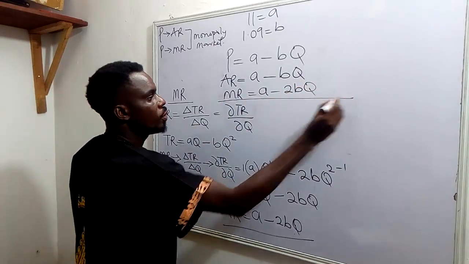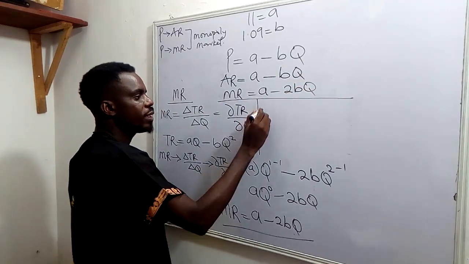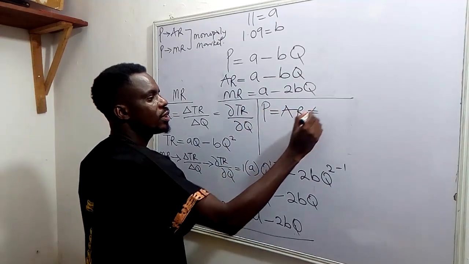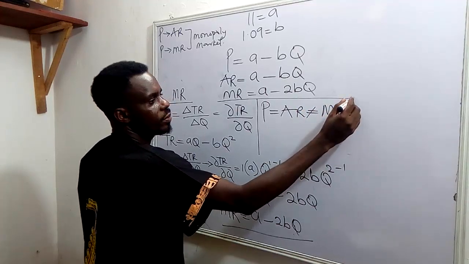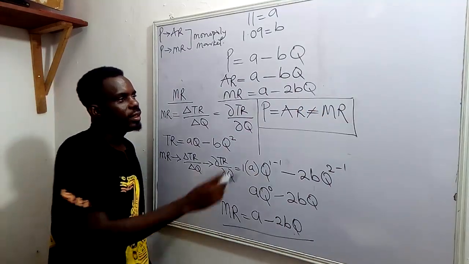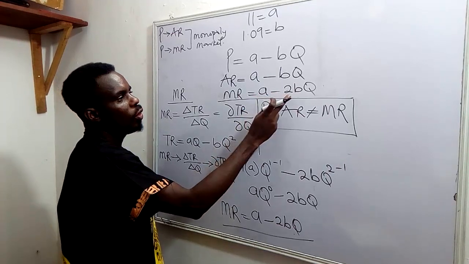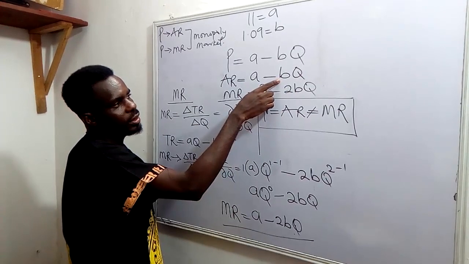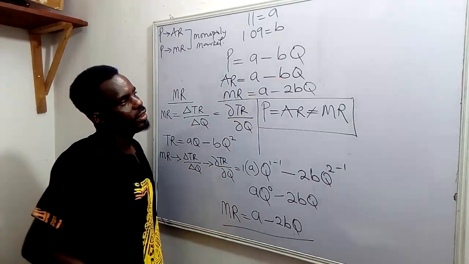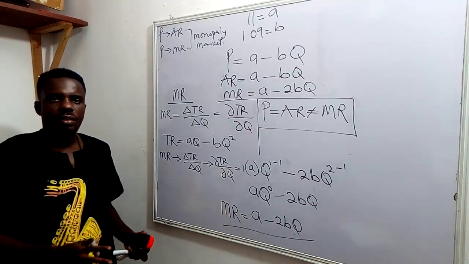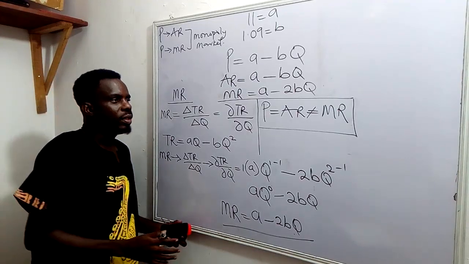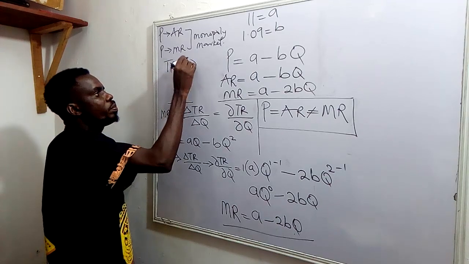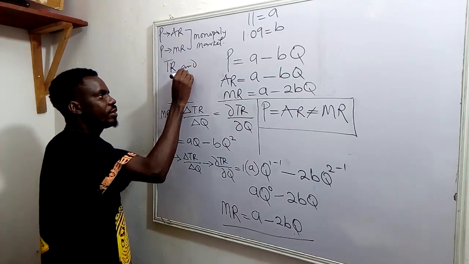The algebra outcome shows that in a monopoly market, price is the same as average revenue but not marginal revenue. Also, we can establish that the coefficient of the slope of marginal revenue is 2 times the coefficient of the average revenue. In our next class, we will examine the relationship between total revenue and price elasticity of demand.